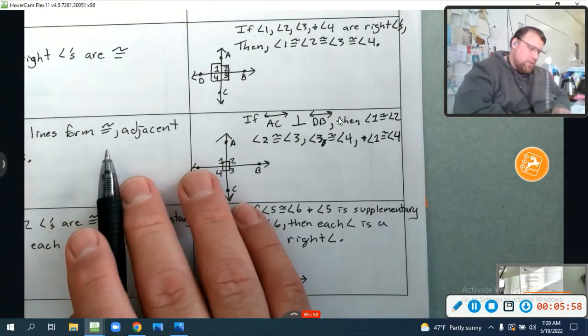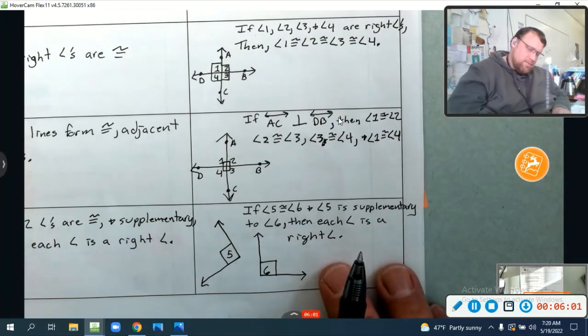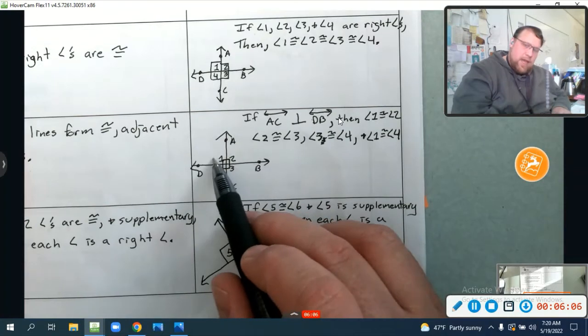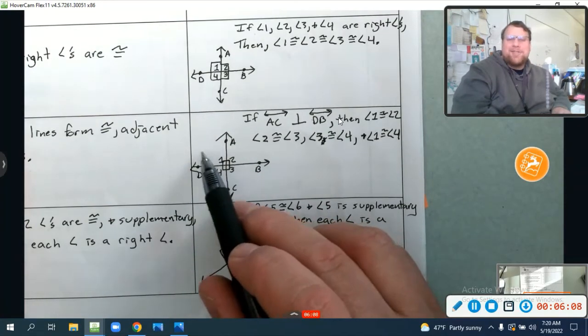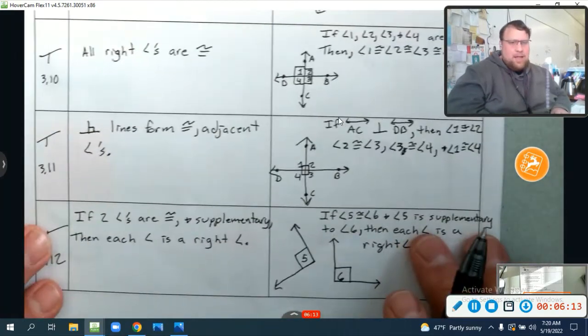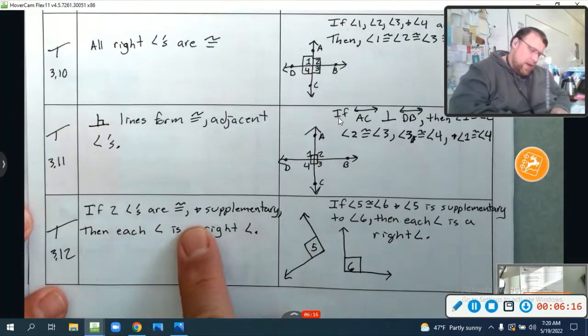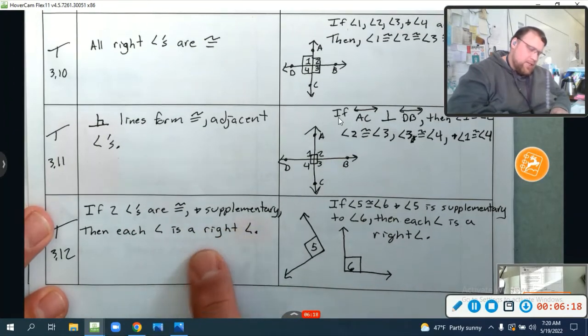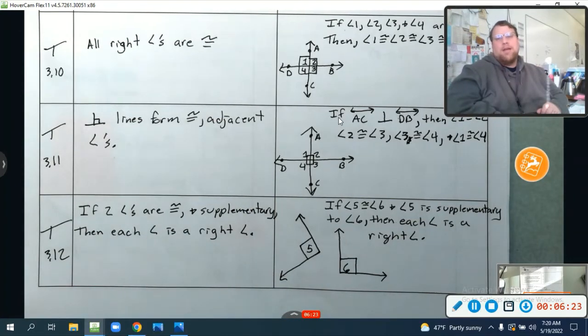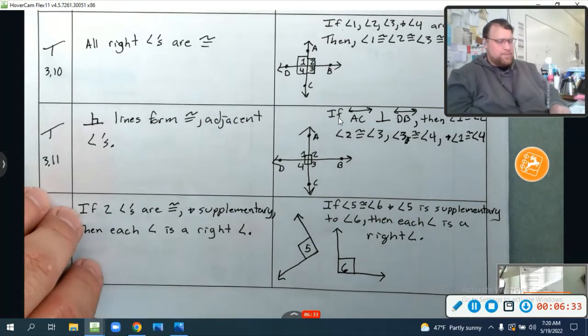Perpendicular lines form congruent adjacent angles. That's true. If they're perpendicular, then the adjacent angles, those are the angles touching each other, are going to be congruent. Because why? They're going to each be 90 degrees. And then last but not least, if two angles are congruent and supplementary, then each angle is a right angle. Okay, so here's what we're saying. We're telling you two angles are the same size, and they add up to 180 degrees. That means you take 180 divided by 2, because they'd have to be equal, right? And that equals 90, which means they have to be 90 degrees, or right angles.